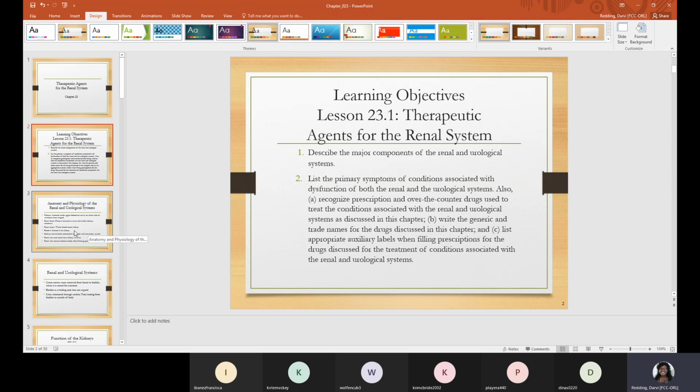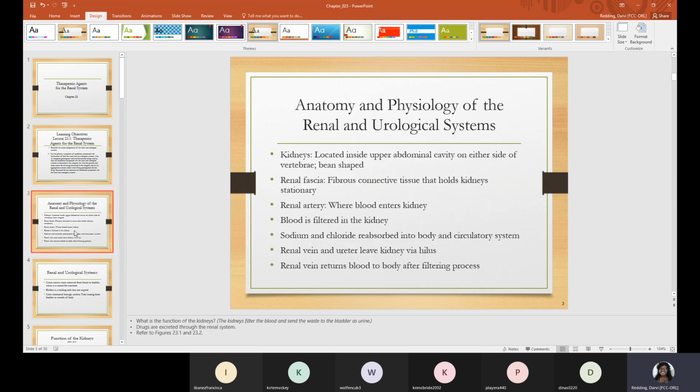So now that I've gone over the objectives, we'll first get into some anatomy and physiology of the renal system and urological system. First off, whenever you hear the word renal, you should know that that has to do with kidneys, and kidneys have to do with the input and output of the liquid waste in your body. Your kidneys are located inside of your upper abdominal cavity on either side of the vertebrae, and they are bean shaped.